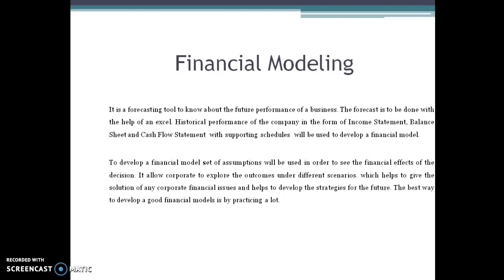To develop a financial model, a set of assumptions will be used in order to see the financial effects of the decision. It allows corporates to explore the outcomes under different scenarios, which helps to give the solution to any corporate financial issues and helps to develop the strategies for the future. The best way to develop a financial model is by practicing a lot. It means that if you'd like to become a good financial modeler, then definitely you have to practice a lot. Only then are you able to develop an excellent financial model, right?